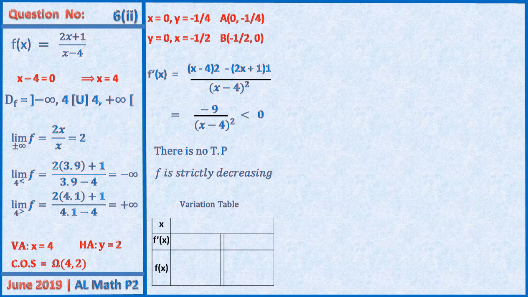We can equally make a variation table to make this clear. So the variation table for x, the domain of definition, gives us negative infinity, we have an asymptote at 4, then we have positive infinity. Since the function is always decreasing, as already stated, in all the intervals you have minus, minus.